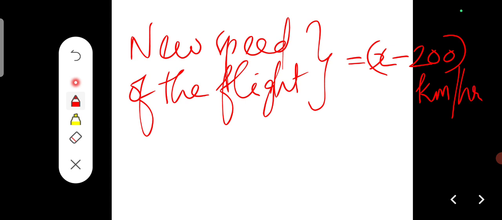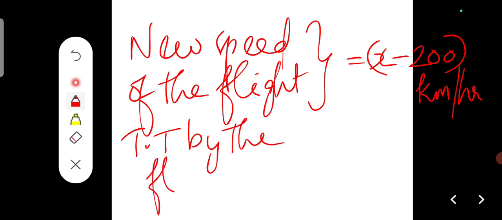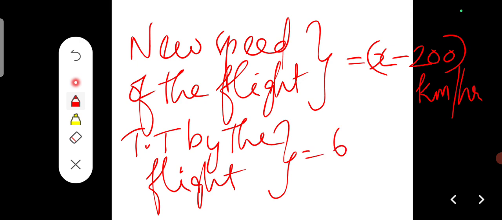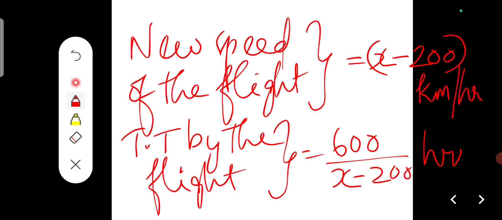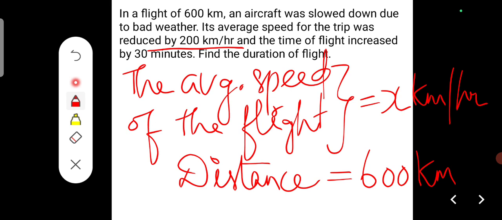So when the speed of the flight is reduced by 200 km per hour, how much time will it take? Time taken by the flight with the new speed, same, distance by speed. So 600 by x minus 200 hours. According to the question, when the speed is reduced, the time is increased by 30 minutes, right?